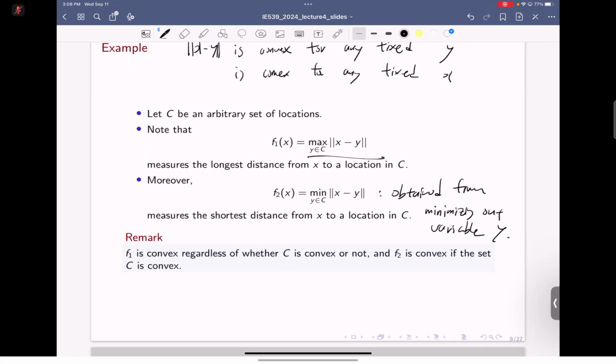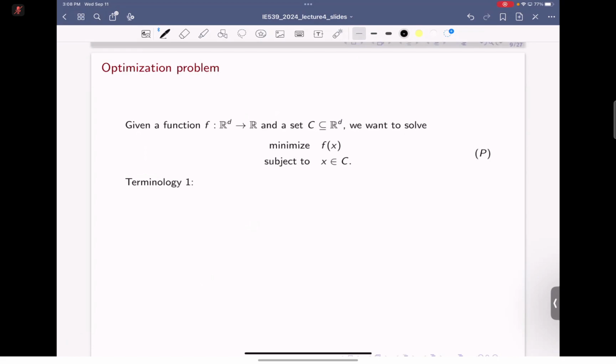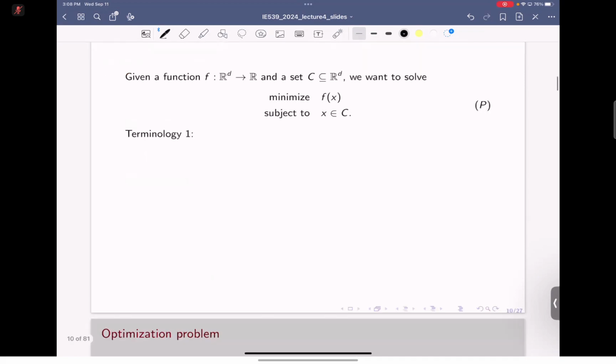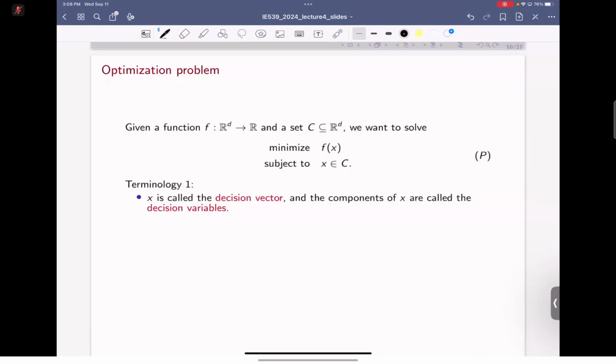So we just completed talking about convex sets and convex functions, and let's get to the order of optimization. An optimization problem has the following form. We have a function f and a set C, and we typically write a problem as this one. And here, x is called the decision vector, or you could call them decision variables.